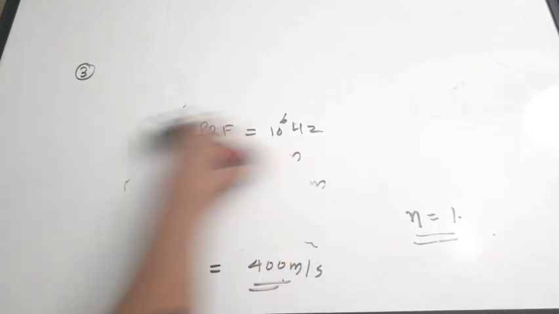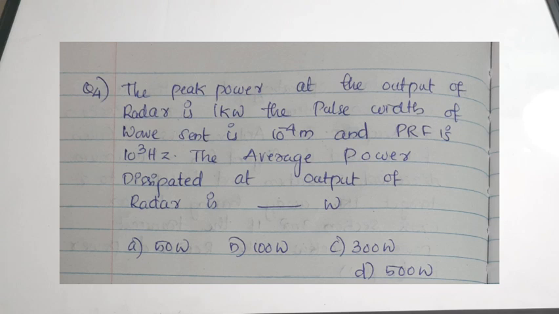Moving on to the fourth question. I'll read out the question for you. So this is the fourth question we are going to discuss. The peak power at the output of radar is 1 kilowatt. The pulse width of the wave sent is 10 raised to minus 4 and the pulse repetition frequency is 10 raised to 3 hertz. The average power dissipated at output of the radar is dash watts. So what all things are given? Peak power, pulse width and pulse repetition frequency are given to you. You need to find the average power.